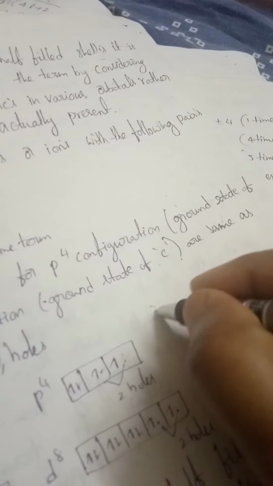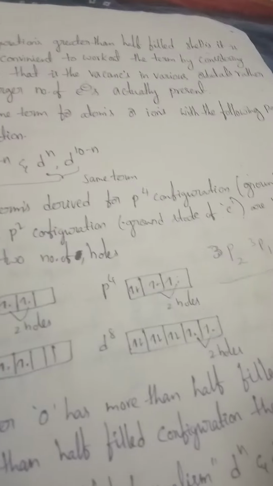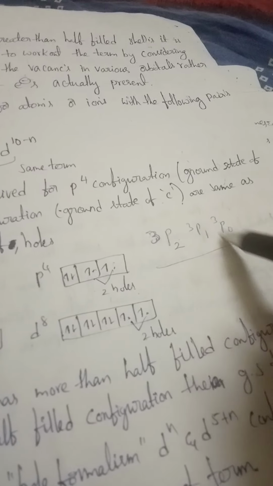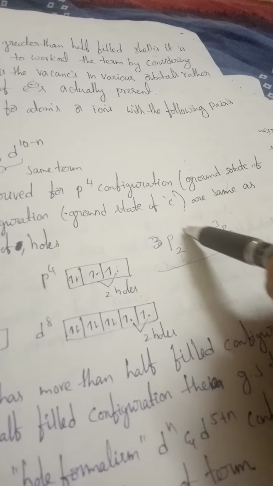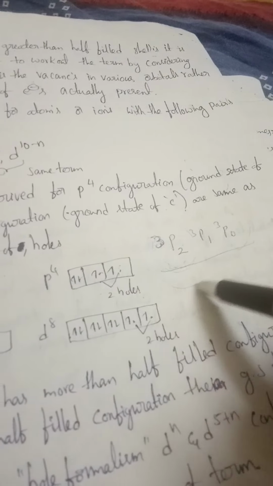For the p2 configuration we get the terms 3P2, 3P1, and 3P0. So these are derived from the configuration for that particular term. If it is a p2 configuration, the ground state term symbol has the least J value, which is less than half-filled; we will further discuss this under Hund's rules. This is the ground state term symbol, whereas for p4, this is the ground state term symbol. Why? Because the highest J value is the ground state.